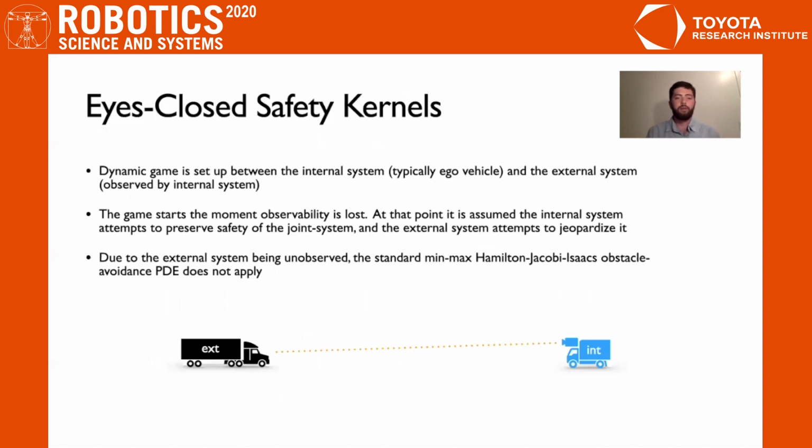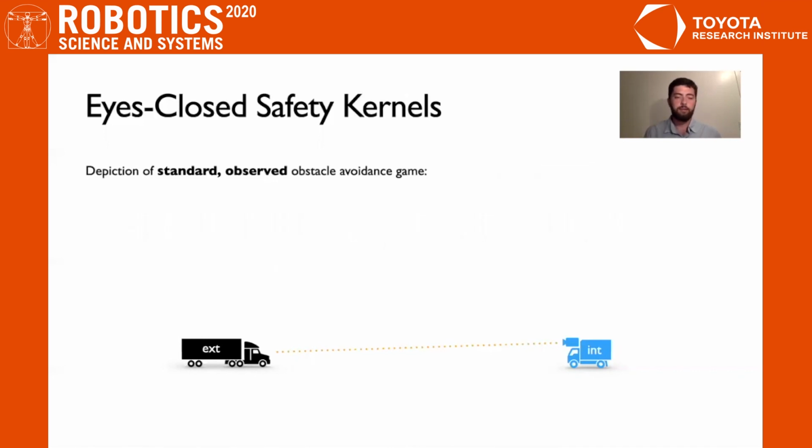The dynamic game that we use to formalize this situation is set up between the internal system, which is typically the ego vehicle, as well as what we denote the external system. This could be an obstacle observed by the internal system. The game starts the moment observability is lost. At that point, it is assumed that the internal system attempts to preserve the safety of the joint system, and the external system attempts to jeopardize it. Due to the external system being unobserved throughout this game, the standard min-max Hamilton-Jacobi-Isaacs obstacle avoidance PDE does not apply.